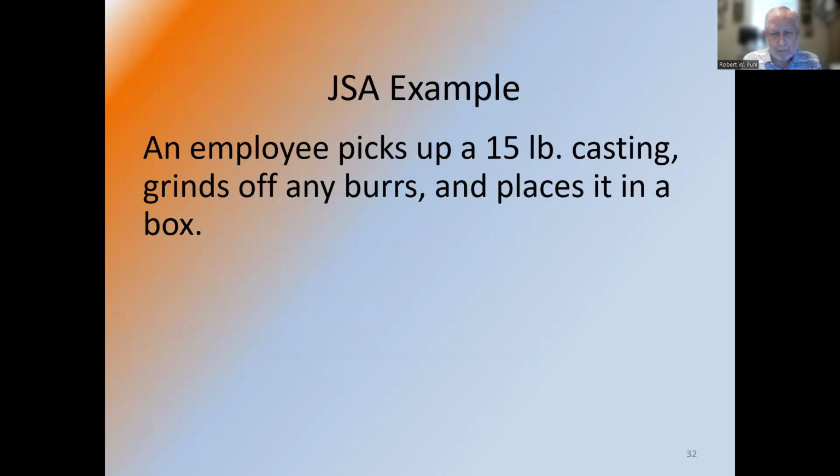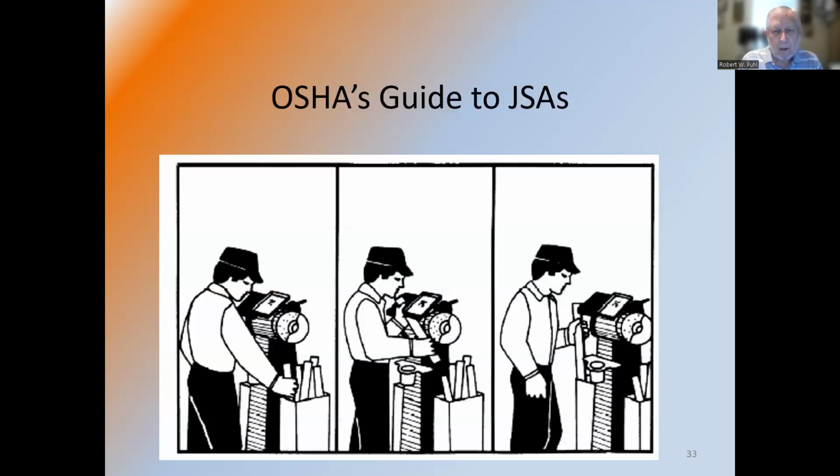So here's an example, and this is right out of OSHA. Employee picks up a 15-pound casting, grinds off any burrs, and places it in a box. So that's pretty simple. You pick it up over here, do something to it, and put it down over here. Now you can see from that picture, this is just the way people come to work all the time, right? That's the kind of clothing they wear, and this picture is pretty old, but it's OSHA, so they're not prone to updating stuff that they don't think needs to be updated.